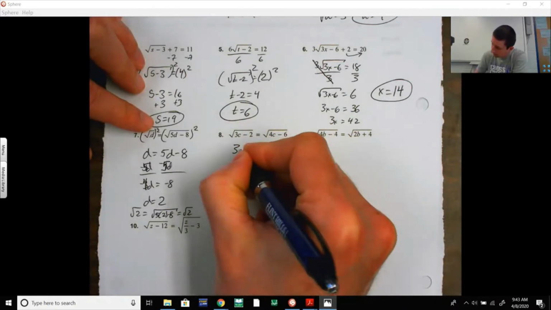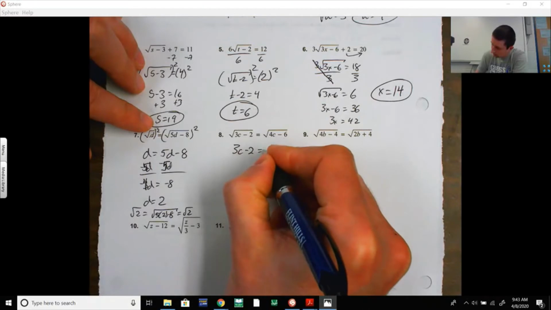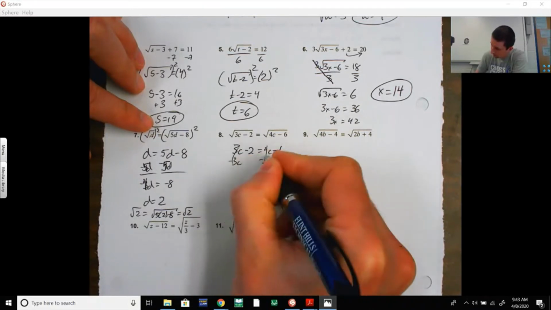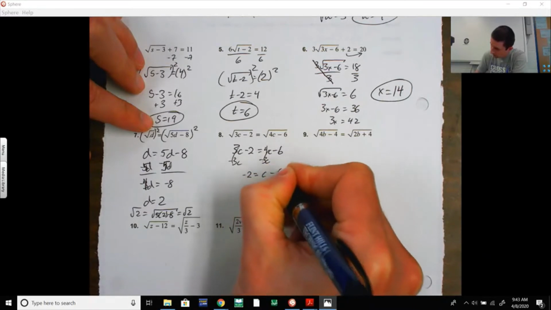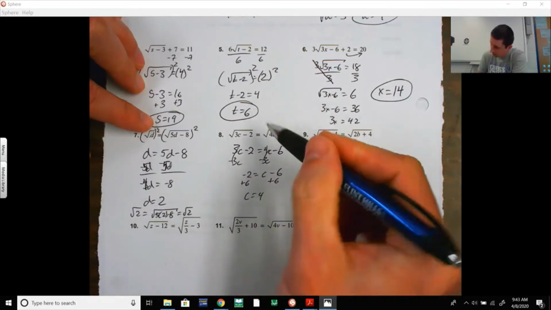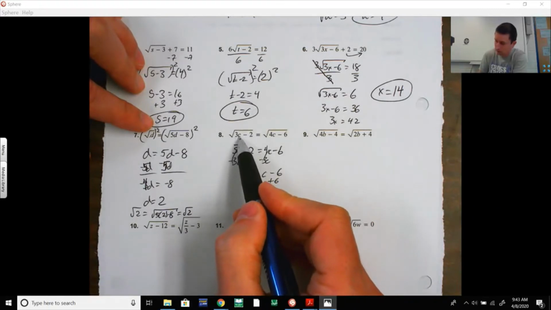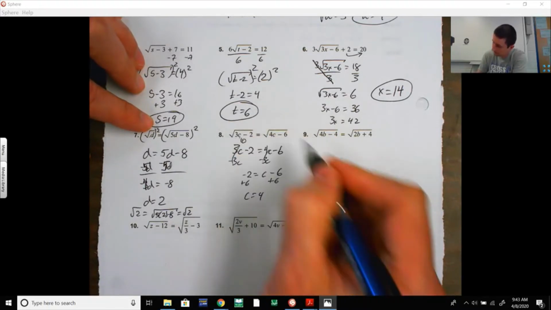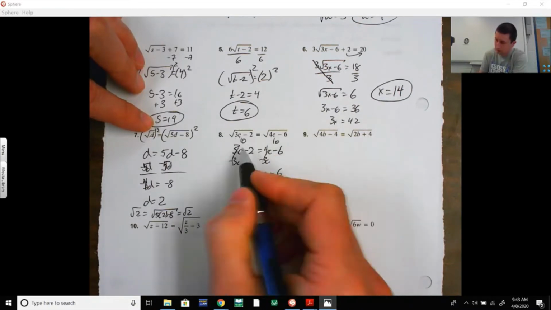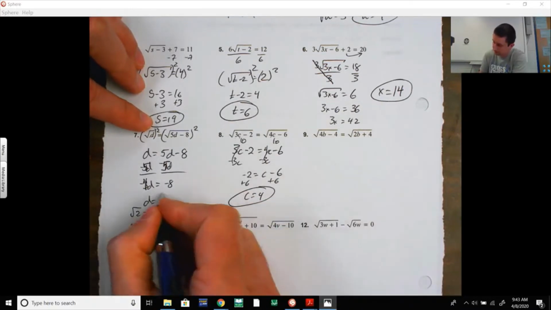The insides have to equal each other. 3c minus 2 equals 4c minus 6 minus 3c. So negative 2 equals c minus 6 plus the 6 over, so c equals 4. Check it. 3 times 4 is 12. 12 minus 2 is 10. 4 times 4 is 16. 16 minus 6 is 10. So square root of 10 equals square root of 10. Got the right answer.